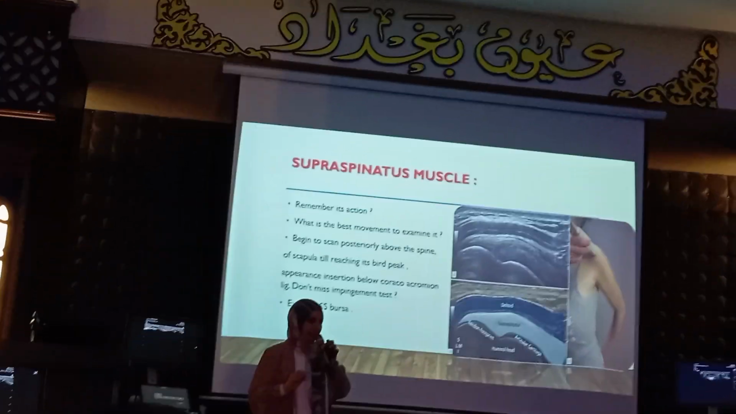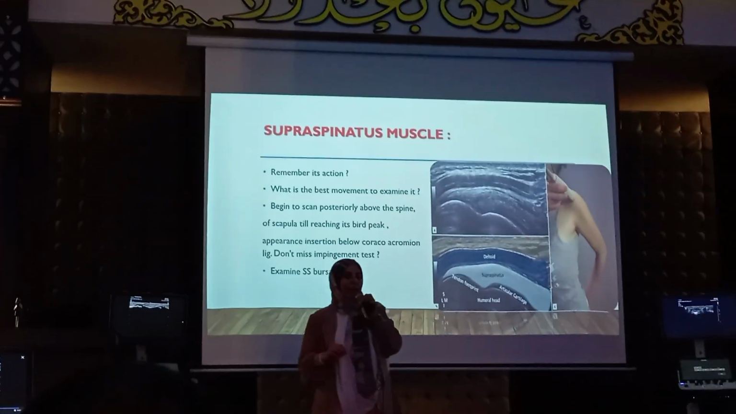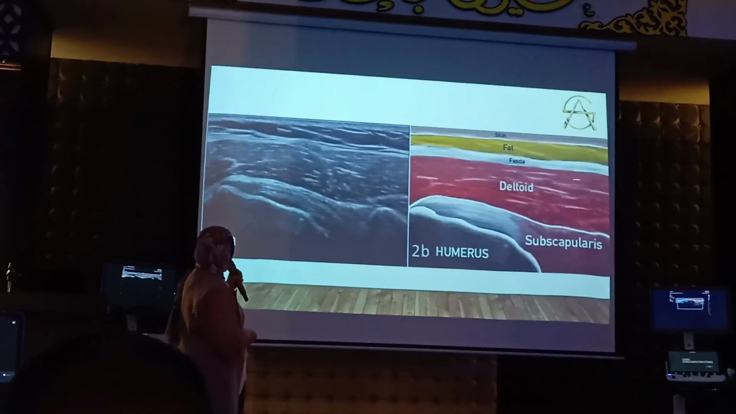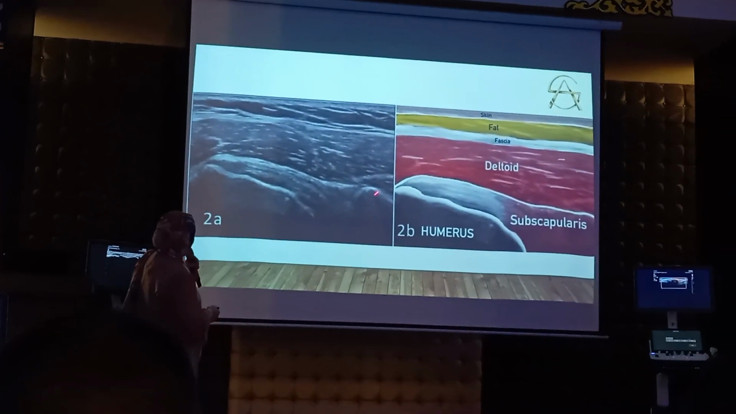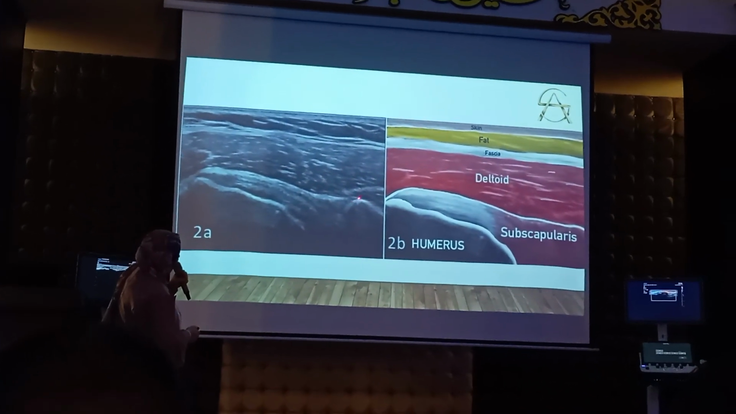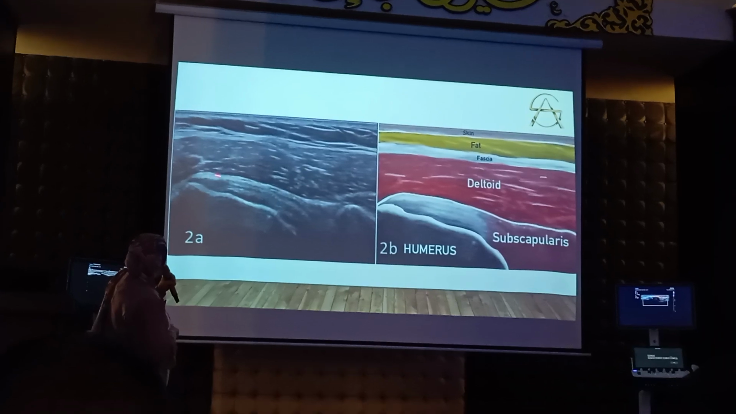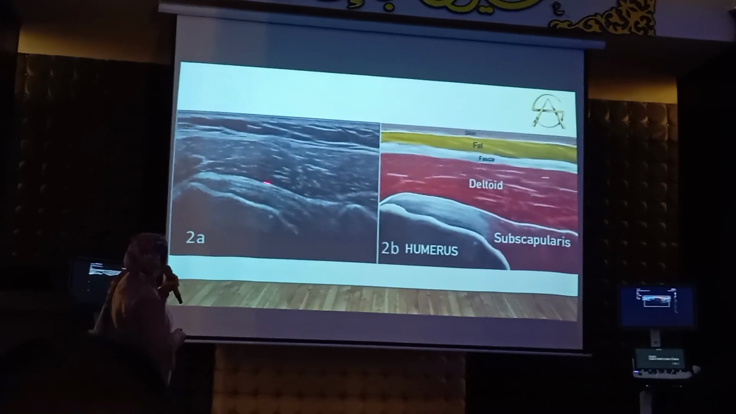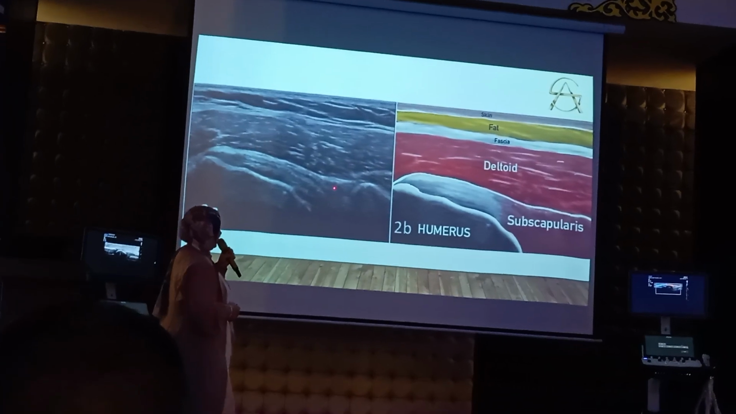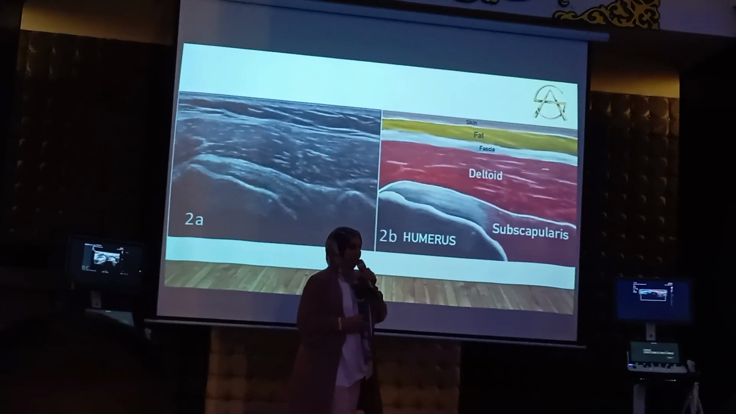So what are the important ligaments here? An important ligament, if I look at the previous picture, is just above the subscapularis muscle. This white line that passes from the coracoid process to the lesser tubercle is the coracohumeral ligament. It is most important to examine it and to measure its thickness. It should be not more than 2 mm.